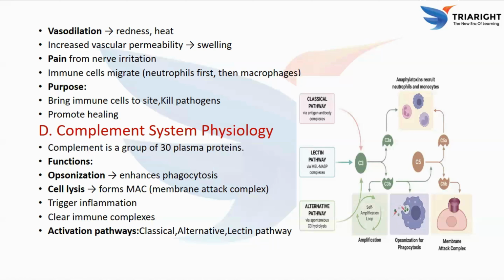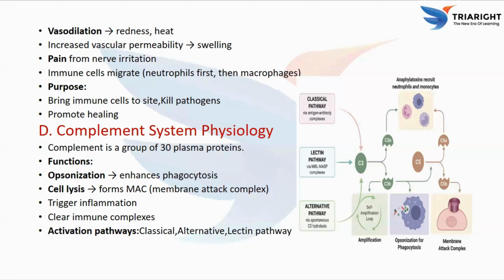And the second pathway is the lectin pathway. This is activated when mannose-binding lectin, MBL, binds to sugars on microbial surfaces. It does not require antibodies, which is useful in early infection. Next is the alternative pathway. This is activated spontaneously when C3 is hydrolyzed in the plasma. The alternative pathway is powerful because it does not need antibodies or lectins. It is often the first pathway to respond.